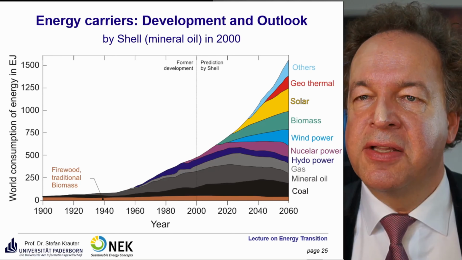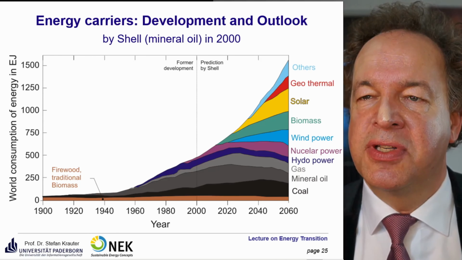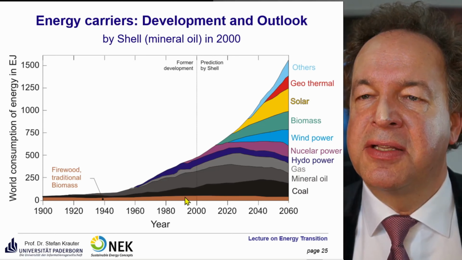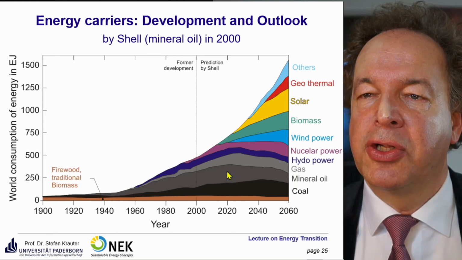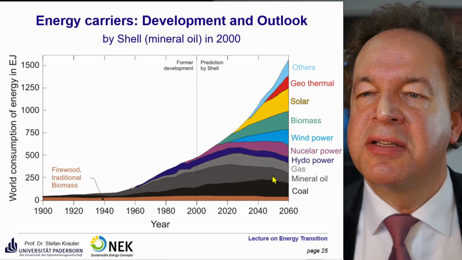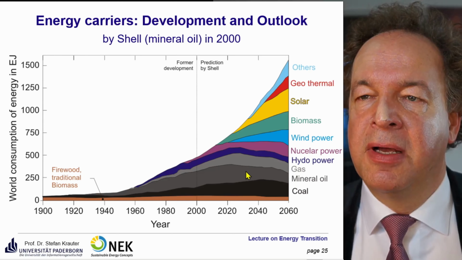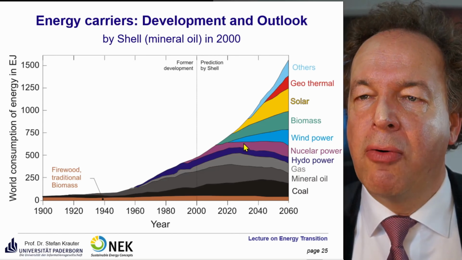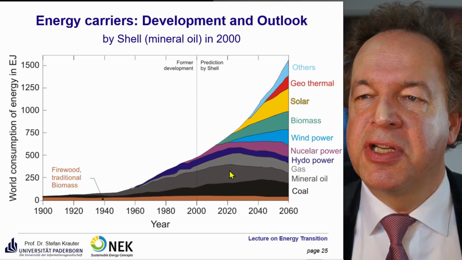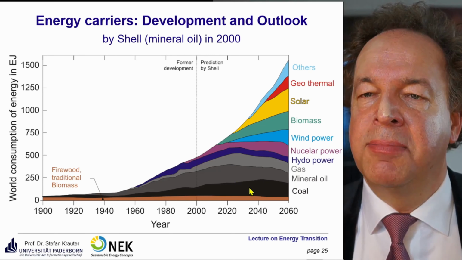This is quite interesting. This is a prediction by Shell, which is a mineral oil company, in the year 2000. And you see here the business perspectives. You see that mineral oil will reach its peak according to Shell nowadays in the year 2020 and will decrease then, and all the renewables will increase significantly. Additionally, Shell expects that nuclear power will increase, which didn't take place in the last 20 years. But it's quite interesting to see that a company which really relies on fossil fuels doesn't see a big future in that.